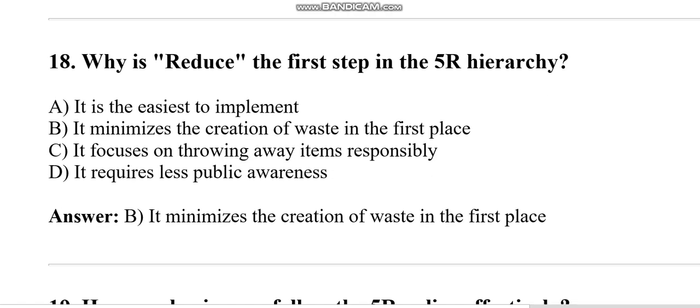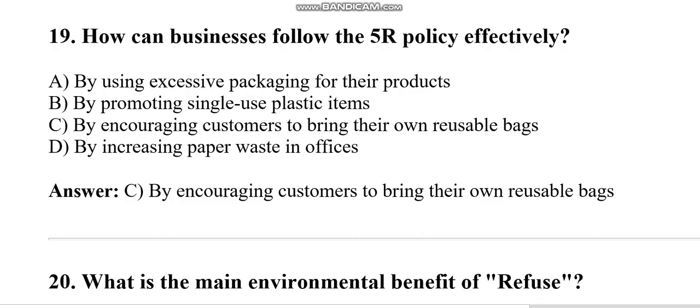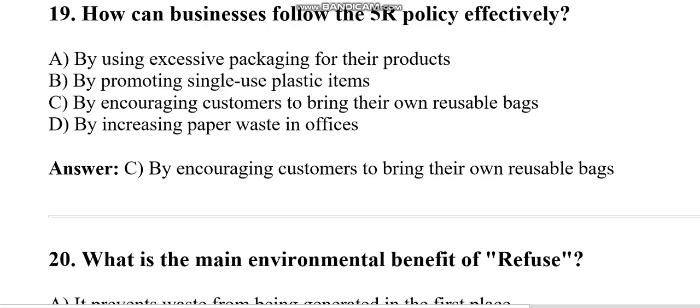Then question number 18 is, why is reduce the first step of 5R hierarchy? It minimizes the creation of waste in the first place. Then question number 19 is, how can business follow the 5R policy effectively? By encouraging customers to bring their own reusable bags.